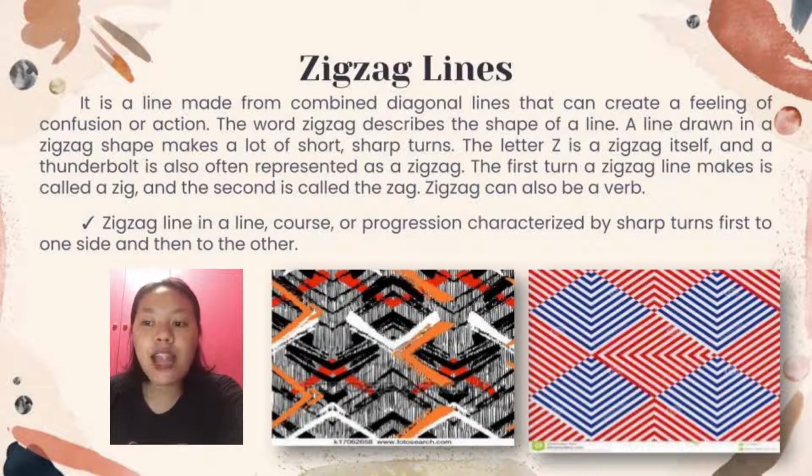Curved lines are lines that bend and change direction gradually. They can be simply wavy or spiral.